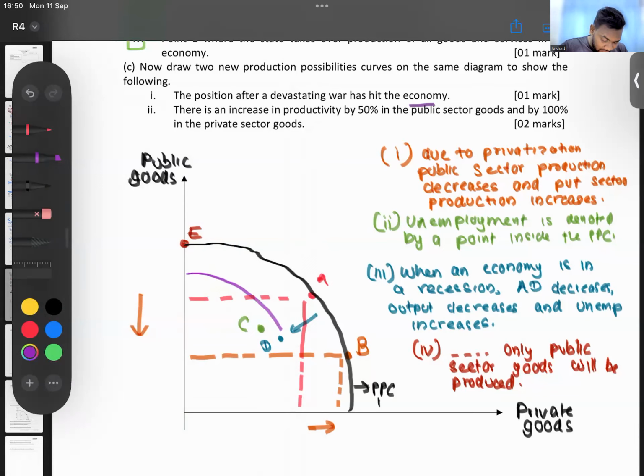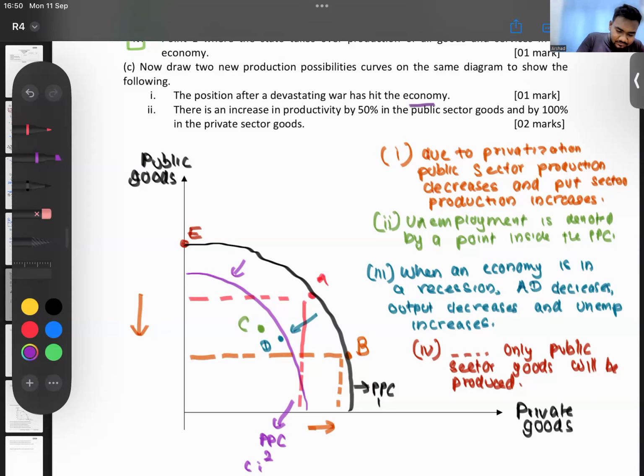So with the war, what happens? The PPC shifts inwards like that. That is what happens with the war. So I will label this as PPC 2. This is the answer for part C, question 1. Is that fine? What happens with the war? PPC shifts inwards.